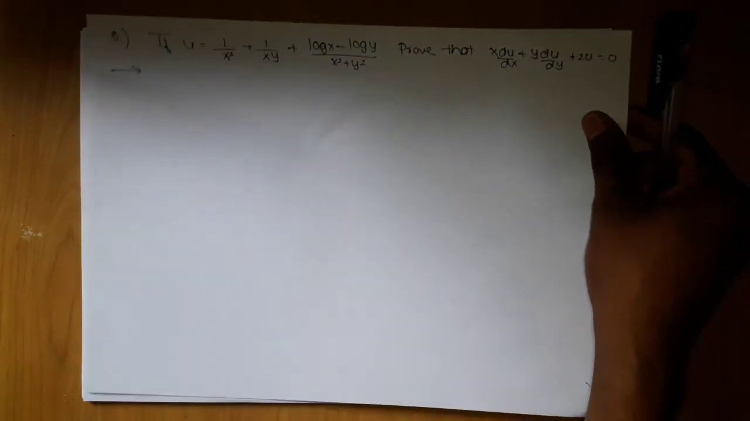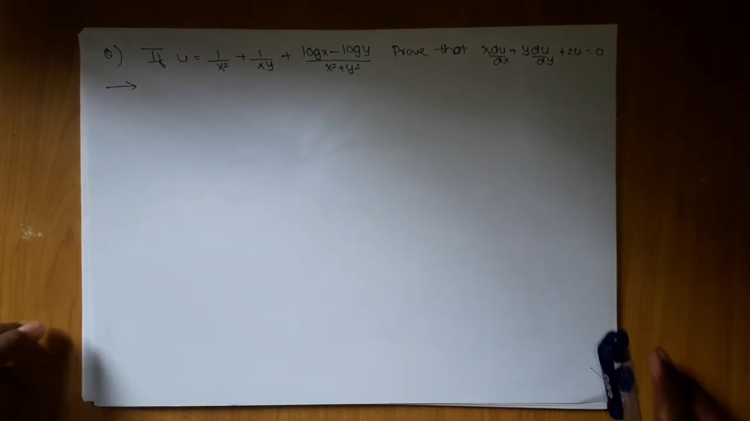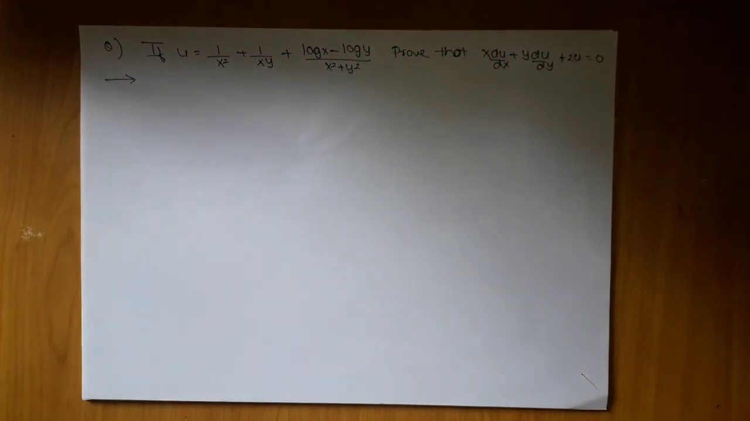Now let's take the next question. If u equals 1 by x square plus 1 by xy plus log x minus log y, the whole upon x square plus y square, prove that x dou u by dou x plus y dou u by dou y plus 2u equals to 0.